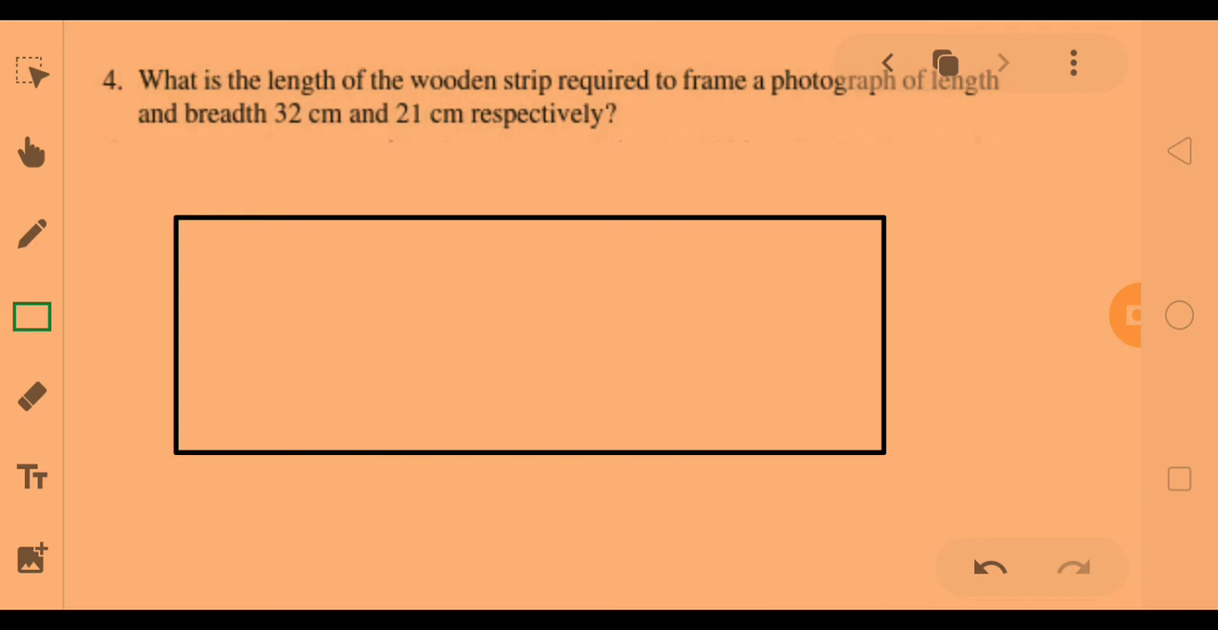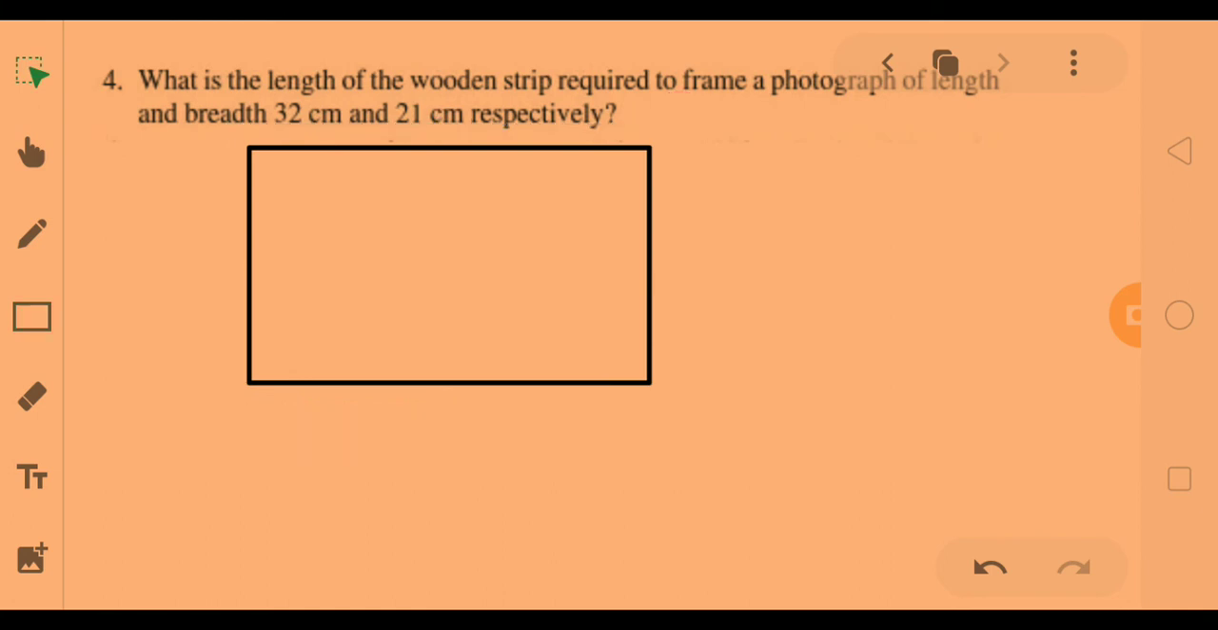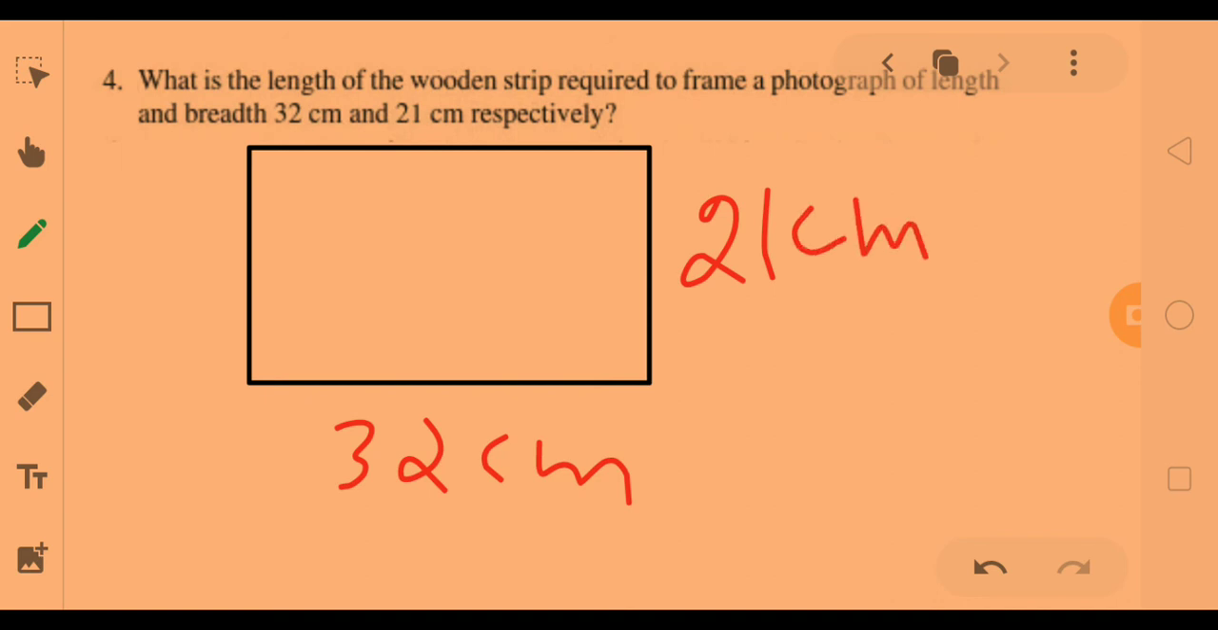For that, breadth is given. Its breadth has been given as 32 centimeter, and its length has been given as 21 centimeter. So in order to find the wooden strip required, what do we need to find? We need to first find the perimeter of this photo frame. It is a rectangle. We know the formula for finding the perimeter. Perimeter is equal to 2 times (length plus breadth).